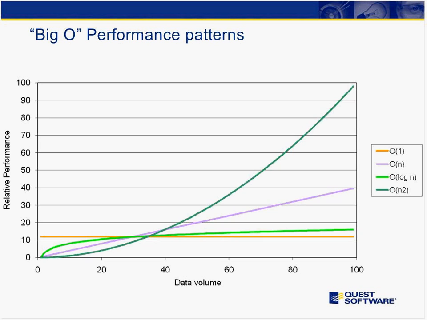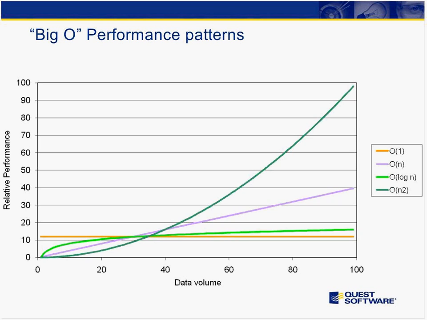The orange line at the bottom is O(1). That's a constant. That just means that your performance doesn't vary with data volume. That's an ideal situation. The purple or lavender line is a linear relationship. That's more, meaning as your data volume goes up, your performance goes down with a linear relationship.